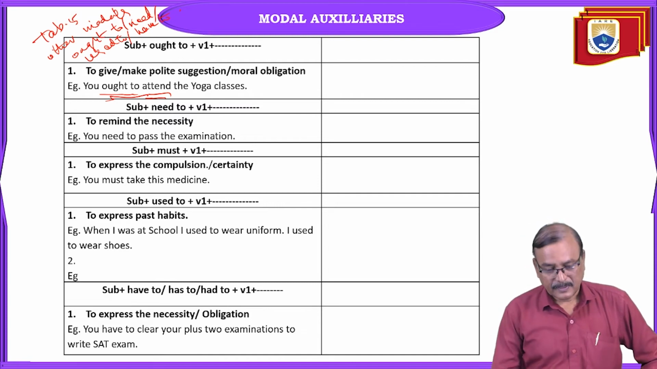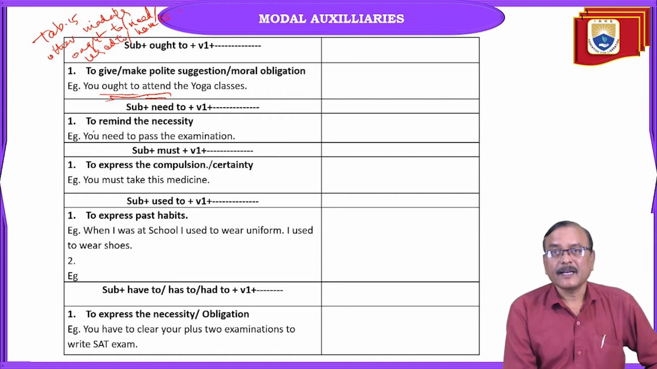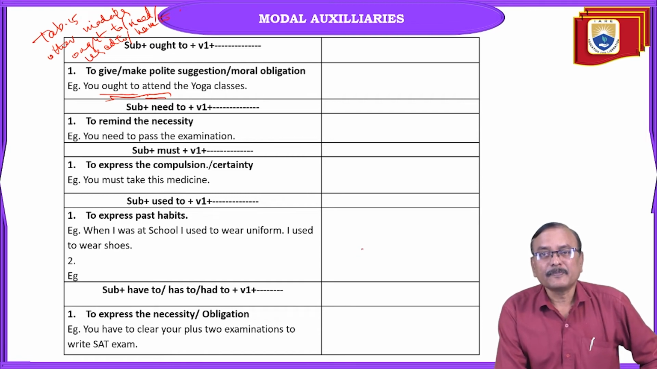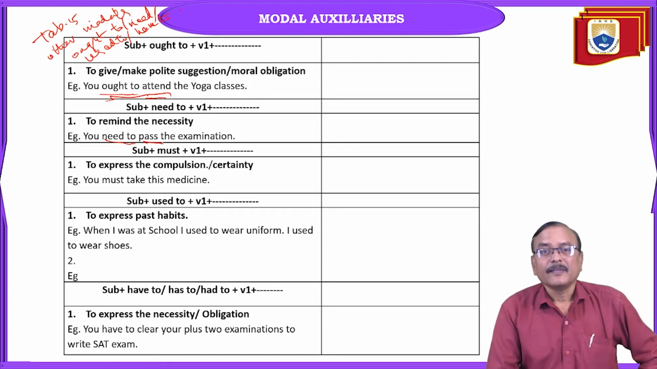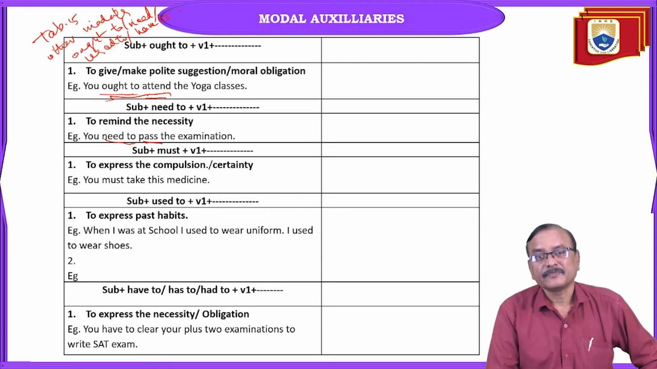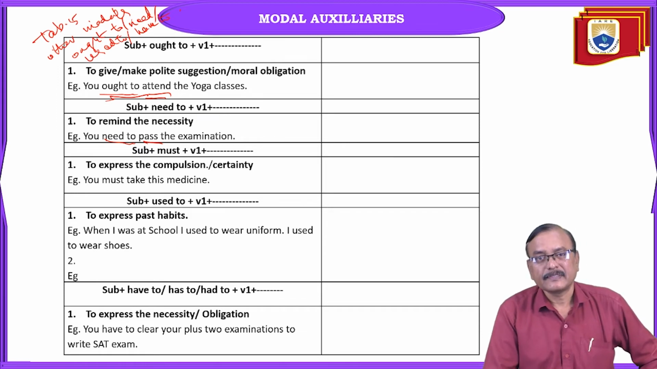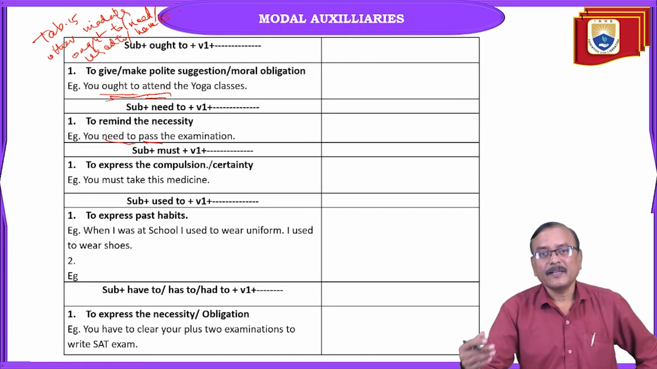Right. Next, second one is "need to". Need to means to express the necessity. You need to pass the examination. You need to take a booster dose. Is it clear? Necessity is there because you are very weak. Your immunity system is very weak. You need to take your booster dose. Right. You need to pass the examination for your degree.